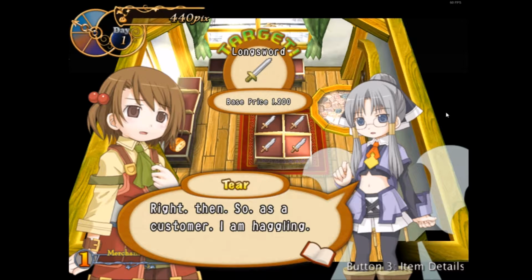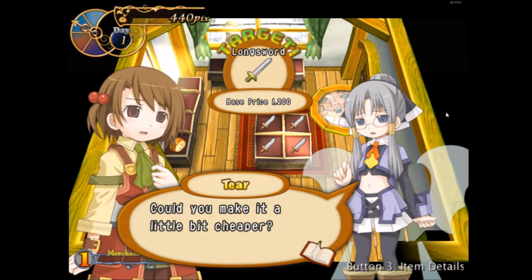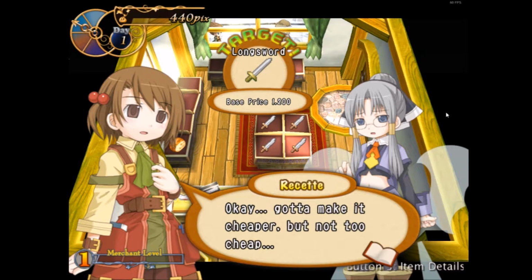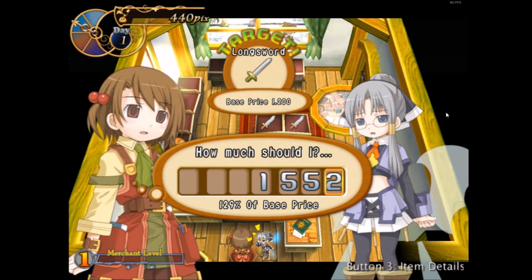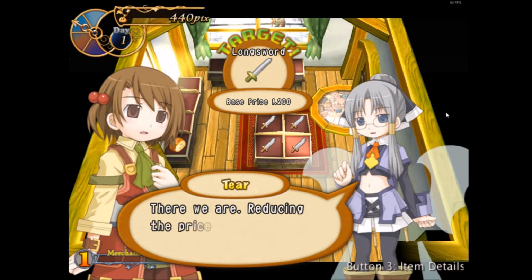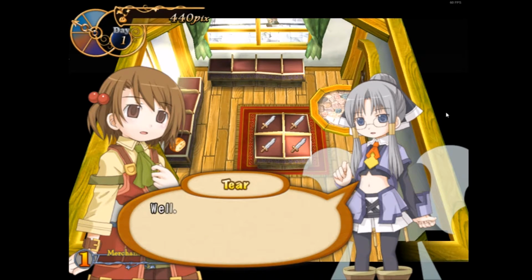Right then, so as a customer, I am haggling. Could you make it a little bit cheaper, please? Okay, gotta make it cheaper, but not too cheap. So, komm klar damit. There we are. Reducing the price to this level makes a sale likely.